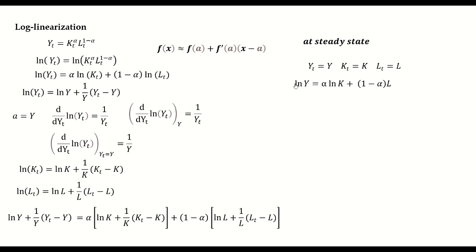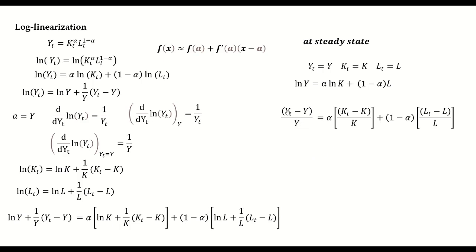As the last step, we have to use this steady state expression in the original equation, which is over here. So once we substitute this over here, it means we can cancel out log of y, alpha log of k, and 1 minus alpha log of l. So we will be left with only these expressions, this expression multiplied by alpha, and this expression multiplied by 1 minus alpha.